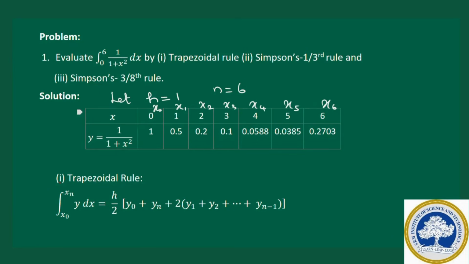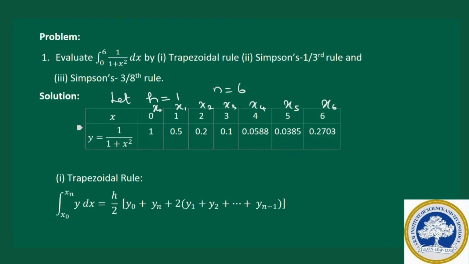Next, for the second column, x takes the value 1. So put x is equal to 1 here. So 1 by 1 plus 1 is 1 by 2. 1 by 2 you can calculate, it will give you 0.5. Similarly, if you put x is equal to 2, 1 by 1 plus 2 square is 4. So 1 by 5. 1 by 5 is nothing but 0.2.